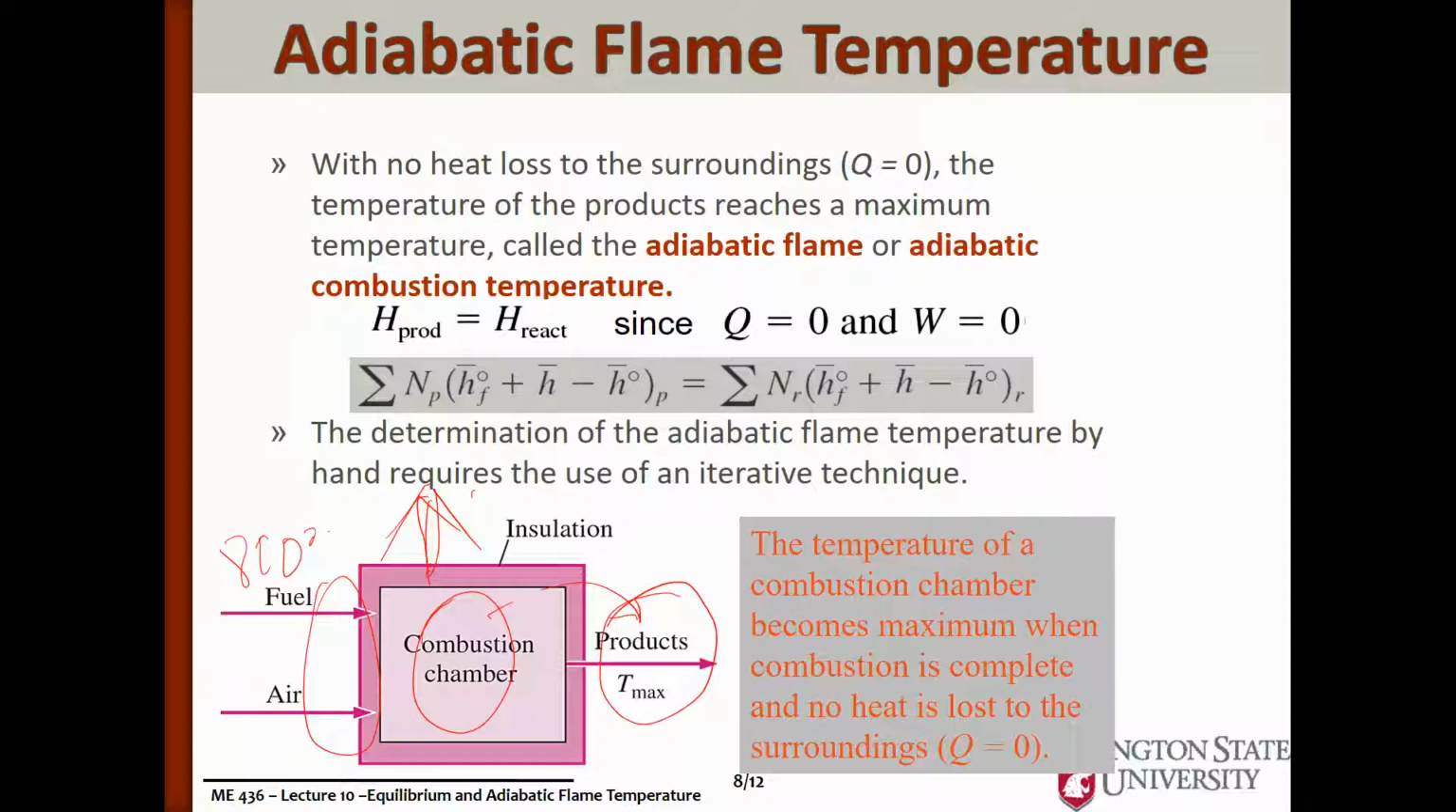So when we say adiabatic flame temperature, what we're talking about is when there's absolutely zero loss of energy, so no heat loss. That's what we mean when we say adiabatic flame temperature. So all of the energy of the fuel and air, the sensible energy they start with, plus the energy released during the combustion, all becomes the sensible energy of the products.